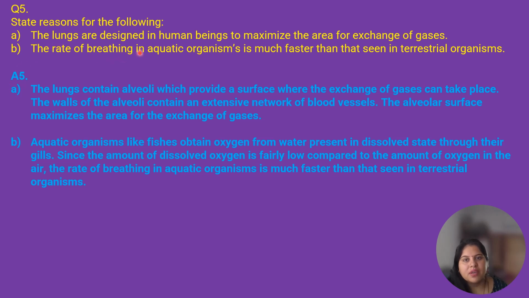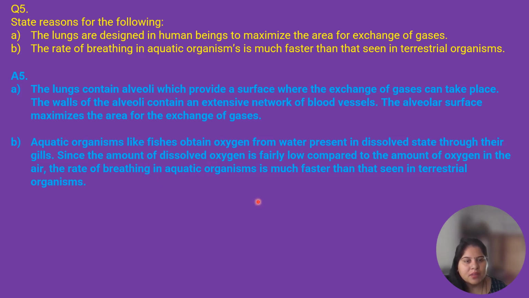Second, the rate of breathing in aquatic organisms is much faster than that seen in terrestrial organisms. Aquatic organisms like fish obtain oxygen from the water, which is present in the dissolved state. Water has less amount of oxygen dissolved compared to the terrestrial environment. In the atmosphere, oxygen's percentage is 21, while in water dissolved oxygen may be less than 1%.